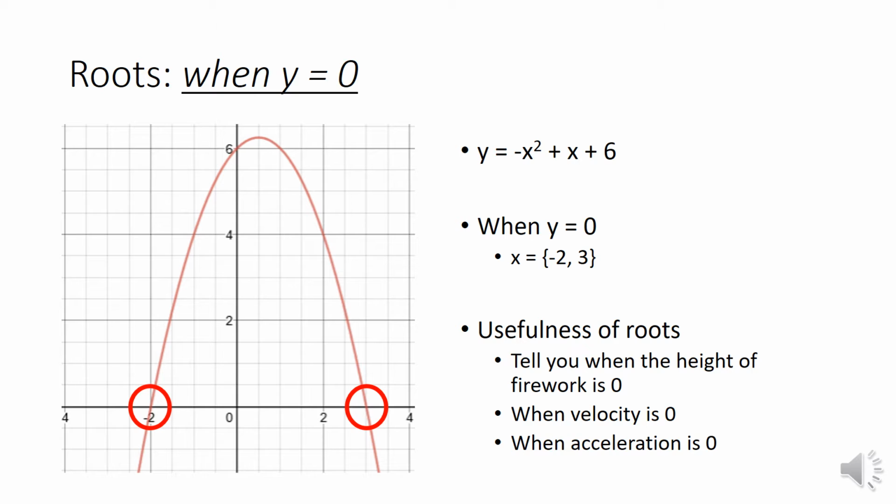Now, what is the usefulness of roots? Well, they tell you, for example, when the height of a firework is 0, or in other contexts, maybe when the velocity of the firework is 0, or when the acceleration of the firework is 0. So roots are actually used by physicists all the time to figure out how much power they need to give, say, a rocket so that it can escape the Earth's atmosphere before its velocity gets to 0. And they'll use roots to figure out when that velocity will get to 0 for that rocket.